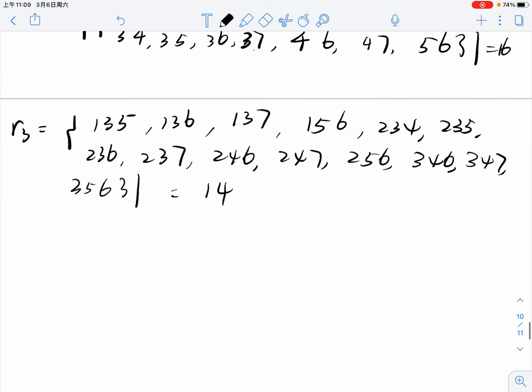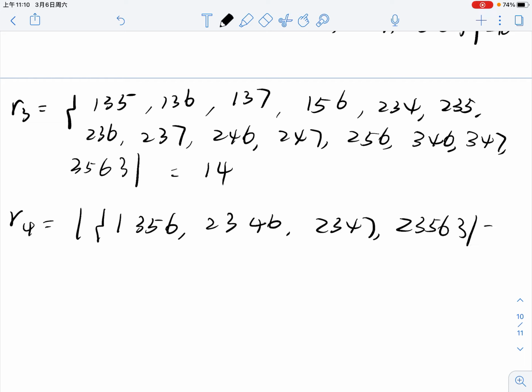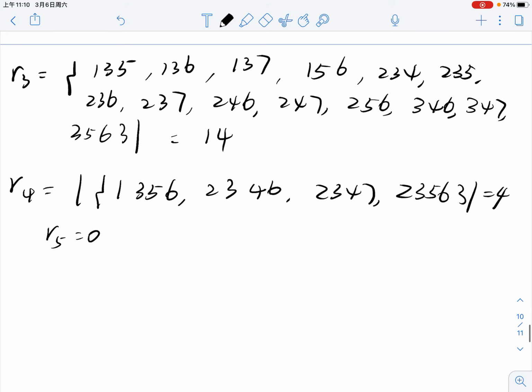Totally you have 14. And then for 4 non-attacking rooks, you have 1, 3, 5, 6, 1, 2, 3, 4, 6, 2, 3, 4, 7, 2, 3, 5, 6. You have 4. And you don't have any 5 non-attacking rooks. Okay, so leave it to you.